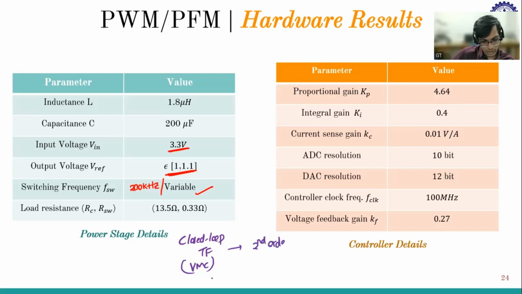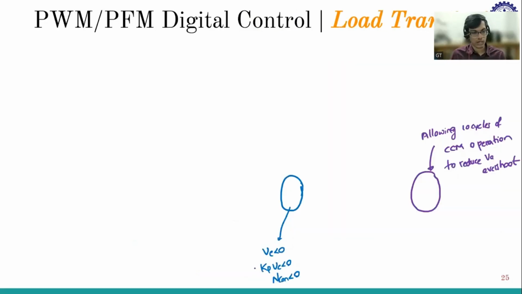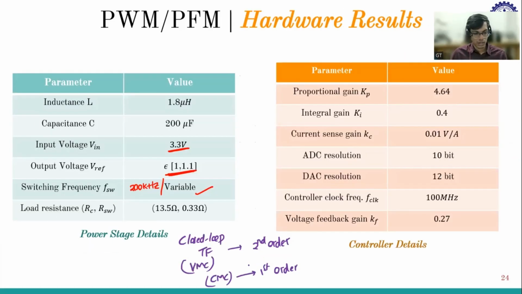And in the case of current mode control, it is first order. Because of that, here it is behaving like a second order, and here it is behaving like a first order. That is the reason behind it. Which is better, sir? First order or second order depends on your requirement.